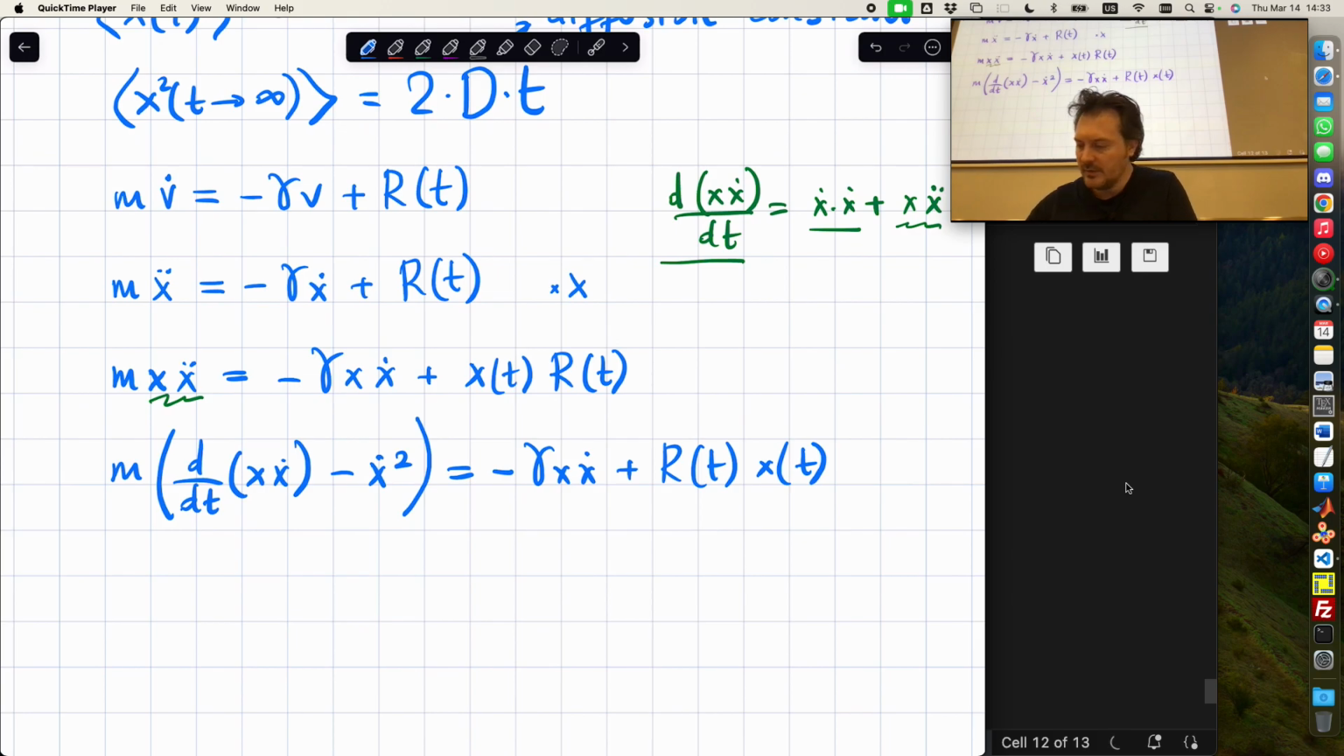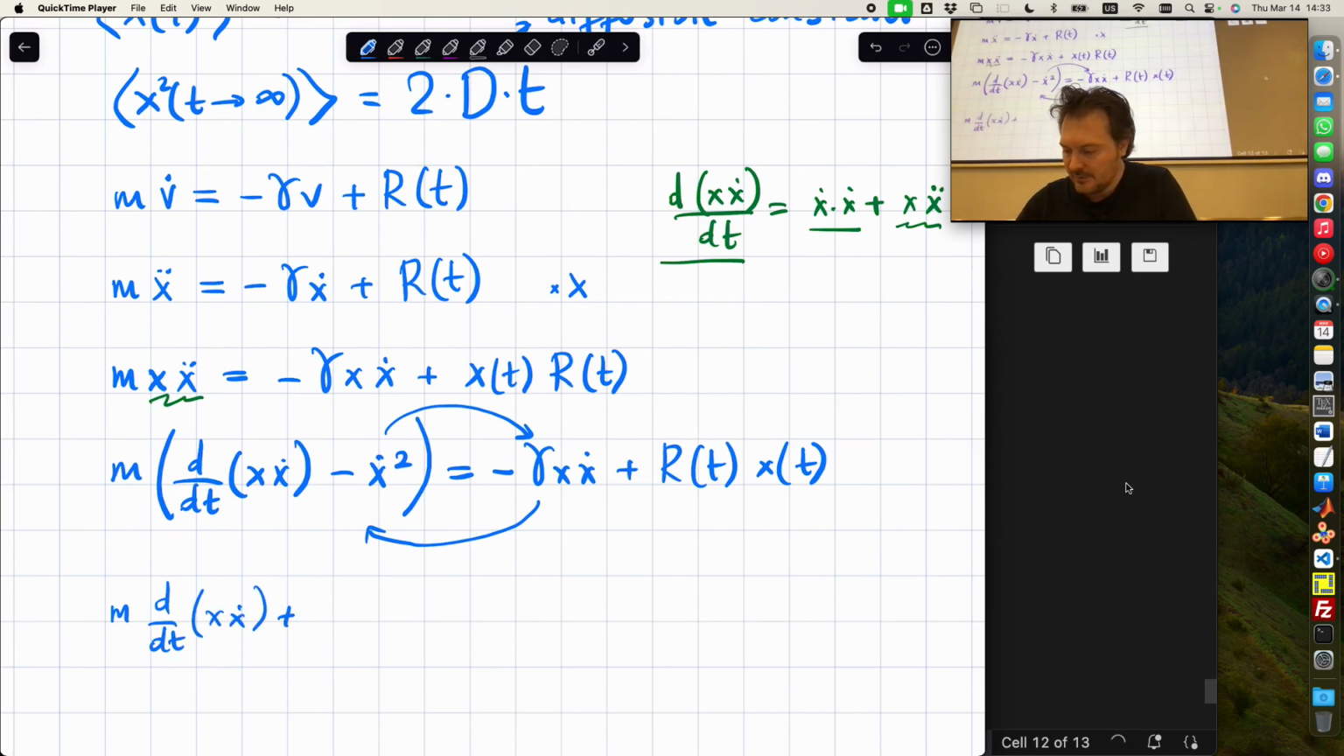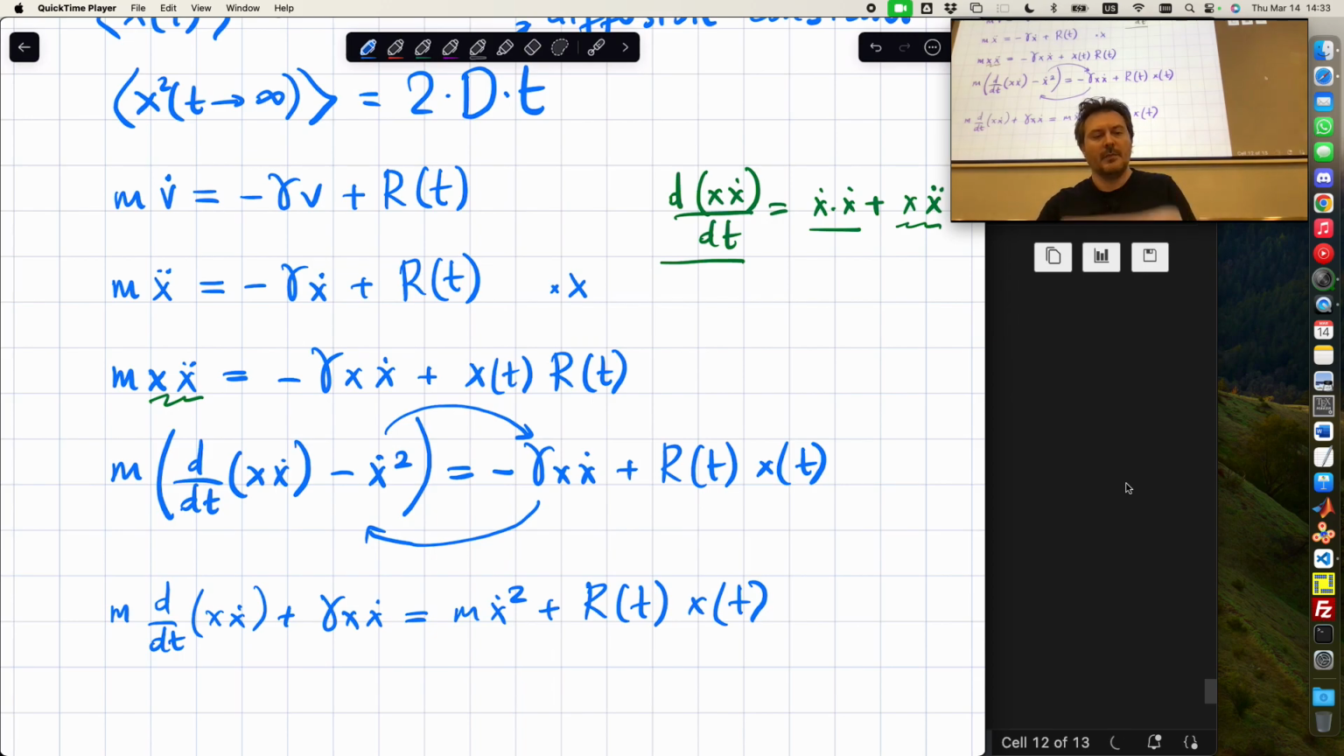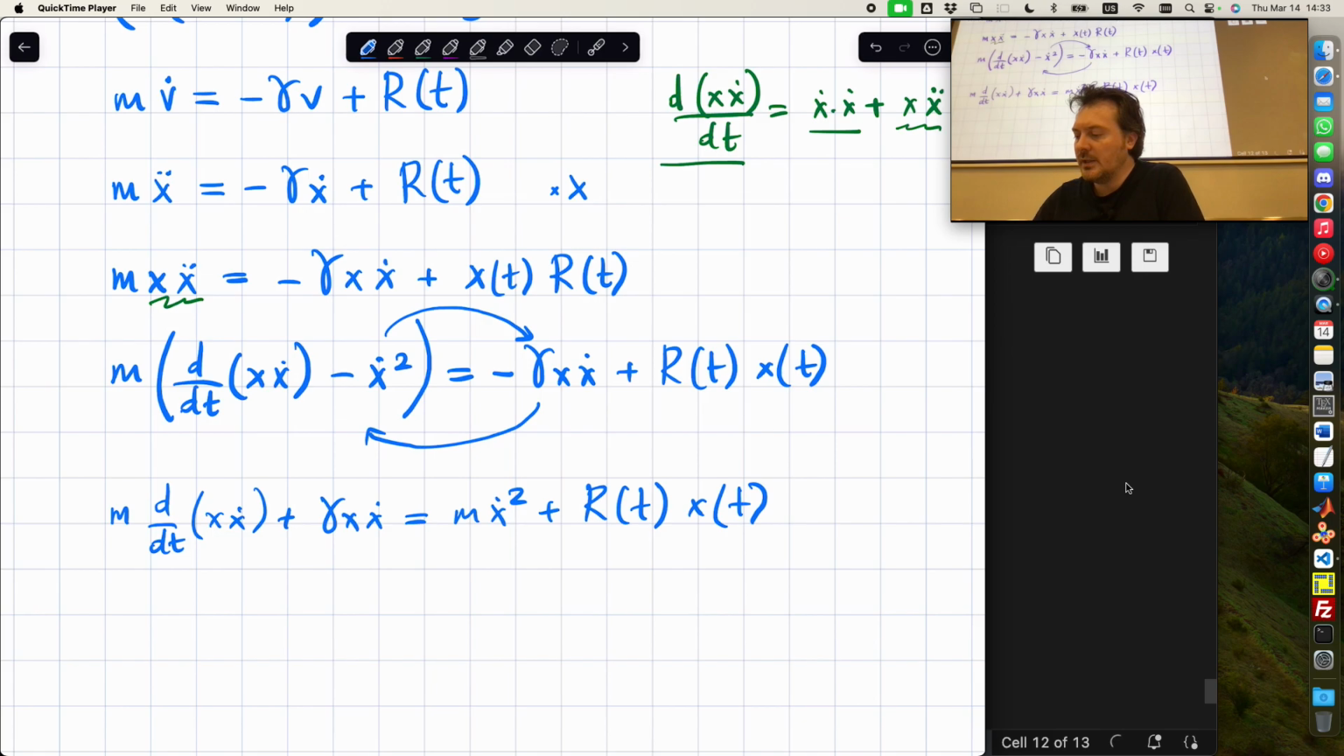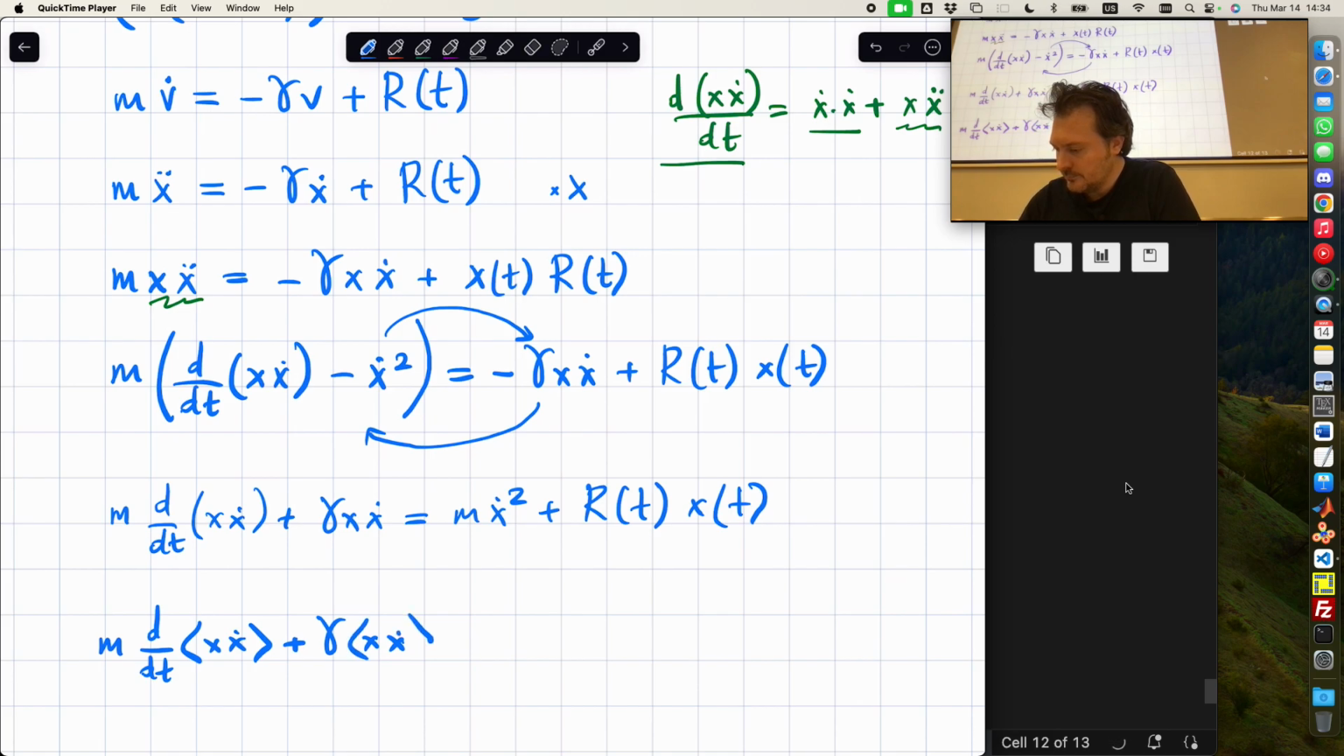What I'll do now is take this to the other side, and take this one to the left. m d over dt of (x x dot) plus gamma x x dot equals m x dot squared plus R(t) x(t). Now let me get the expectation value of this. So I'm finding the expectation value of this system. m x dot squared. We are almost there.